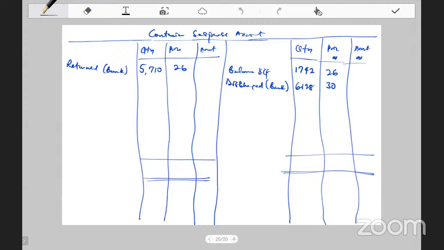So let's start from here. We have the balance brought down, which is 2,054 at 26, because that is the amount still in the hands of the customer, which is our balance carried down. 2,054 at 26.